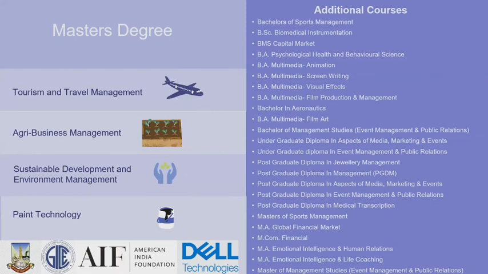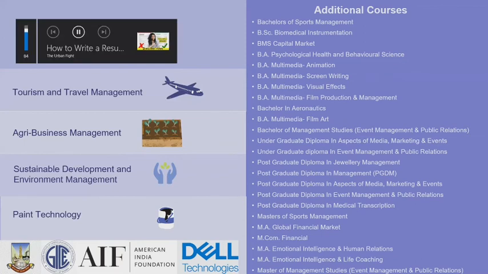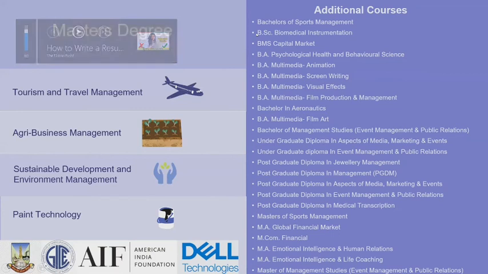And the master's degree program includes tourism and travel management, agribusiness management, sustainable development and environment management, paint technology. The additional courses include Bachelor of Sports Management, BSc in Biomedical Instrumentation, BMS in Capital Market. There are various master's programs as well, like MA in Global Financial Market, Masters of Sports Management. So if you notice, this is an institute where you will have degrees which you'll not find in every other college. So this is mainly based on your skill set.